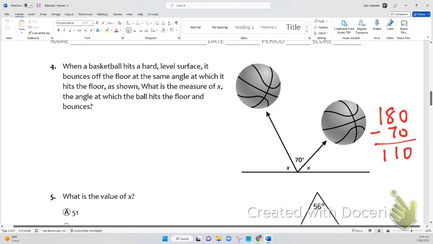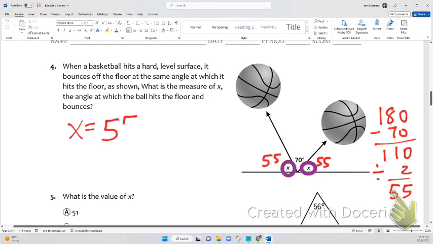Now, both of these angles are congruent because in the question it says it comes off at the same angle as where it bounces, right? So all I need to do is take 110 and cut it in half because we have two angles that add up to make 110 degrees. So in this case, we get 55. So this side is 55, this side is 55, and if you add all three of those angles, it should add up to 180, which it does. So my answer here is x is 55 degrees.